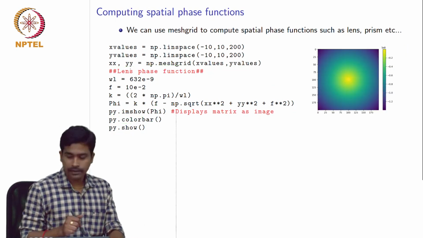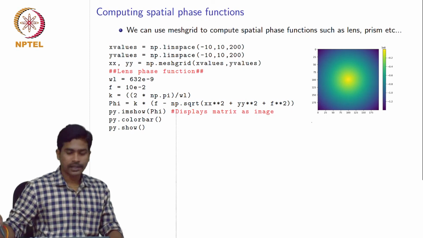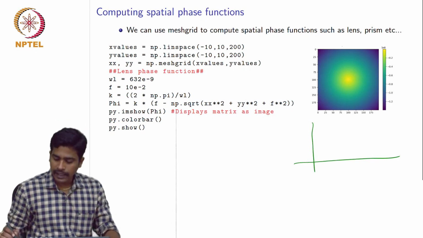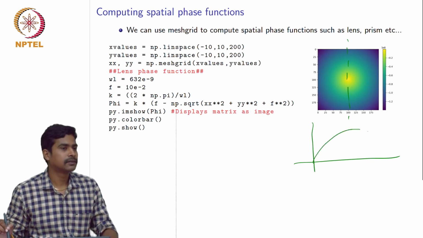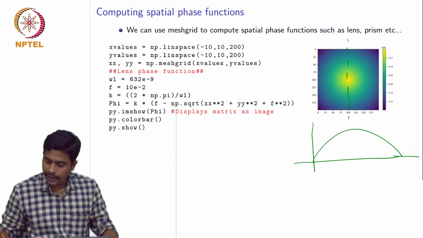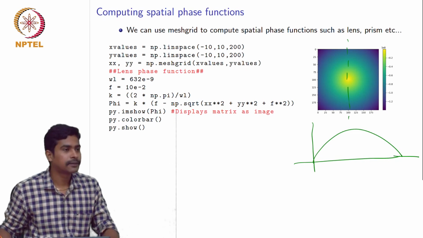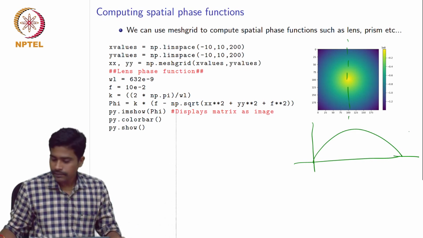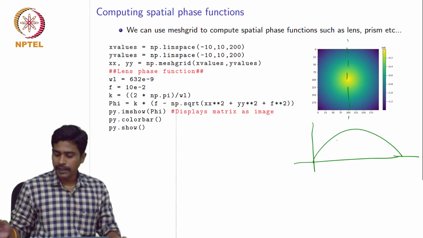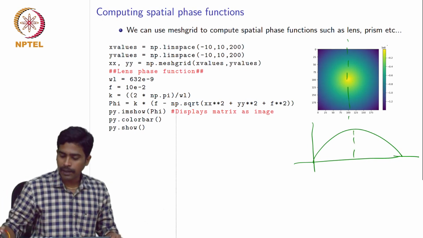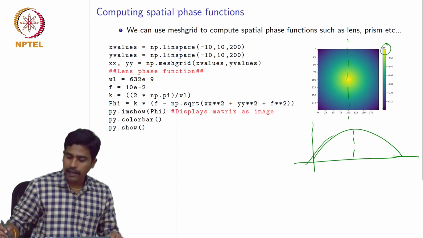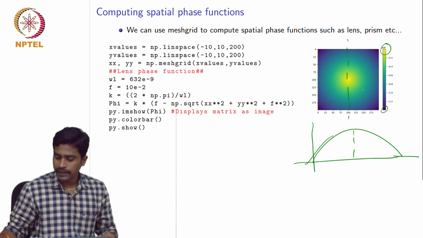After I run this, I'll get something like this. This is the phase function of a lens. In the earlier case, we calculated the phase only along the y direction, you remember, and the phase looked like some function like this, right? But in this case we are calculating the function in both x and y, and this is the color map. The phase is maximum at the center, given by this color, and it reduces in this manner as you go to the extremities, which is given by this color.